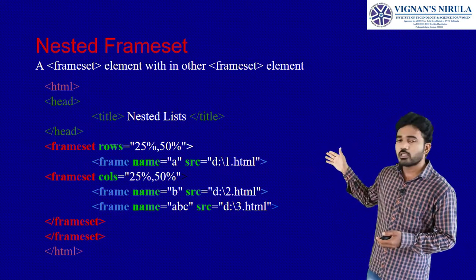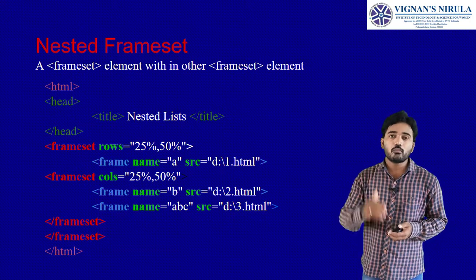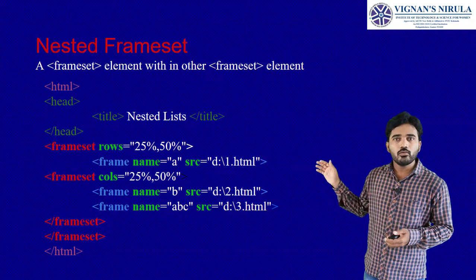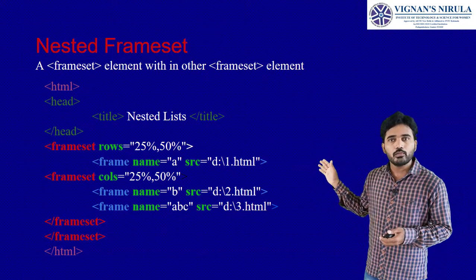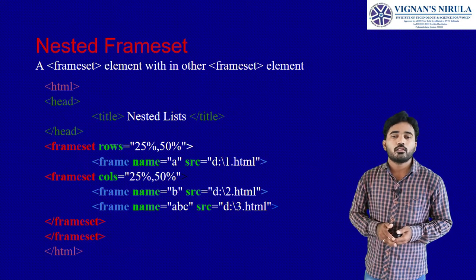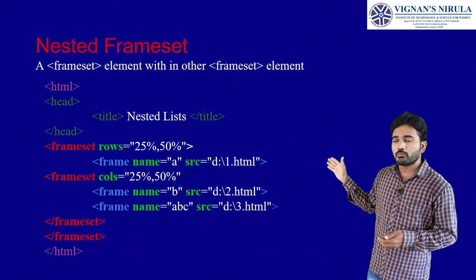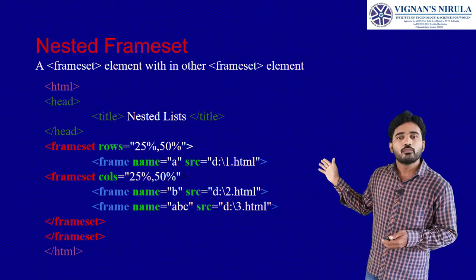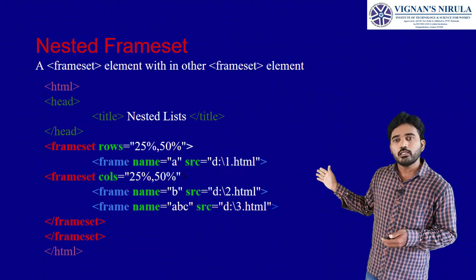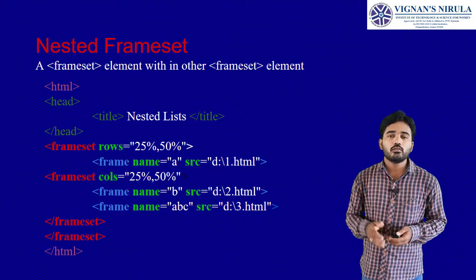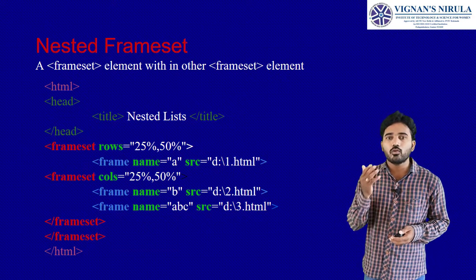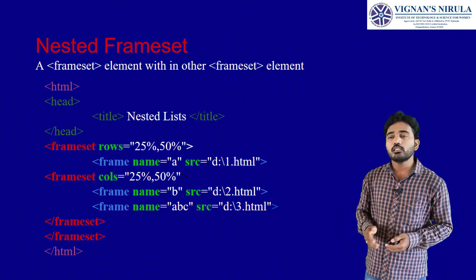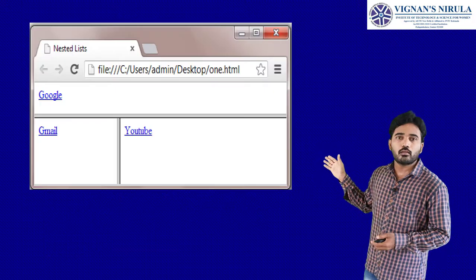Thereafter we have written a frameset columns equals. It means the bottom frame I am now again dividing into two columns. Why? Because there I used frameset columns equals 25%, 50%. And for that we used frame name equals b and its source is 2.html, and then frame name equals abc and its source is 3.html. Then close the inner frameset tag, close the outer frameset and close the HTML. Understood? So for this you will get the output in this manner.